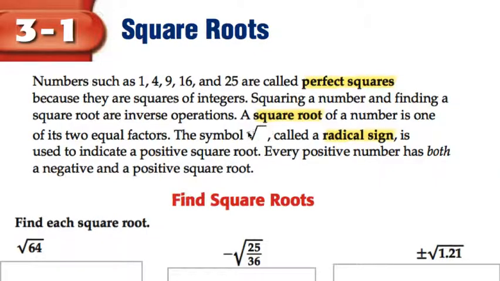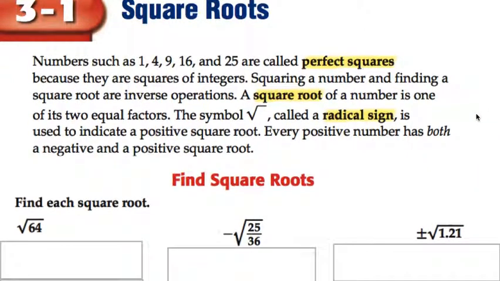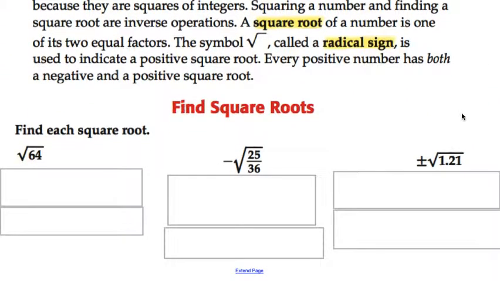This symbol that you've seen right here is called a radical sign. We often call it a square root sign, but technically it's called the radical sign. It gives us both a positive and a negative square root. So every square root gives us two answers, both a positive and a negative. But generally, if we just have the radical sign by itself, that means the answer that we want is just the positive value. We'll talk a little bit more about that right here.